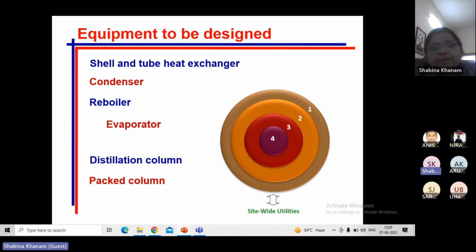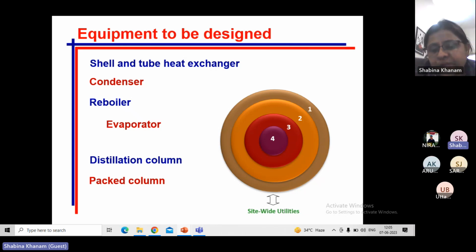If I consider this innermost layer, we can say that this is the core, and the numbering we have done from the outer, not from the inner, so that you can see. I believe you understand each layer. The fourth one is this, we can say reactor. This is separator. This is heat exchanger.